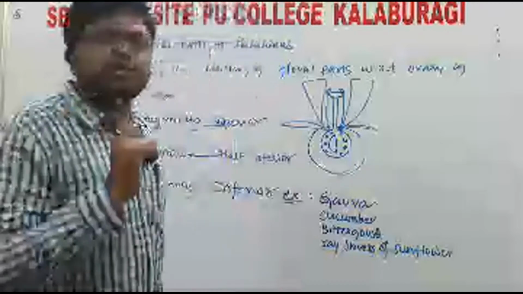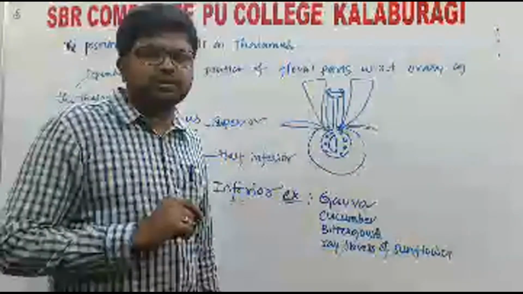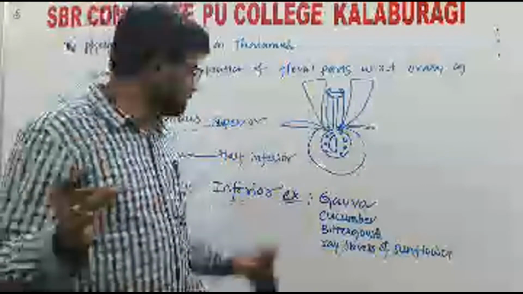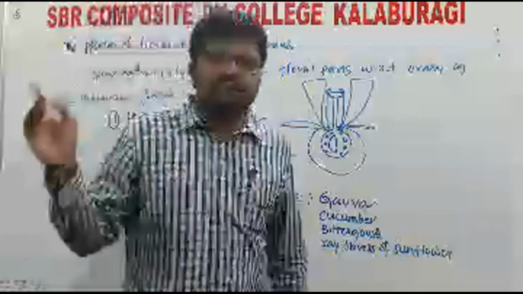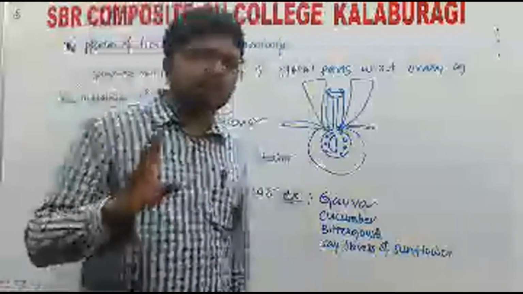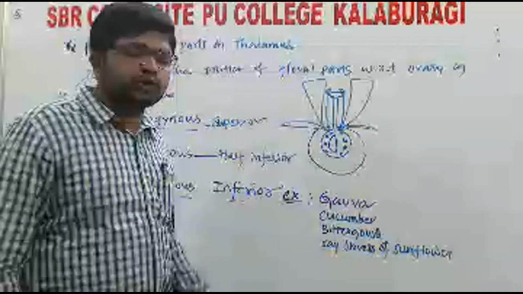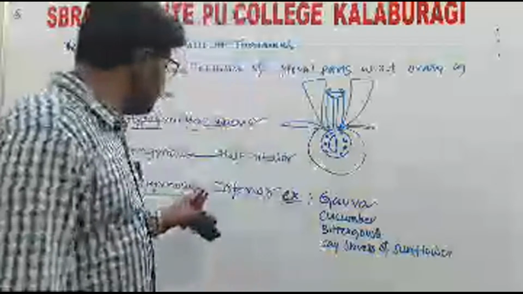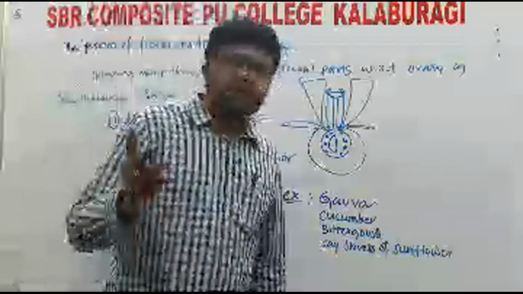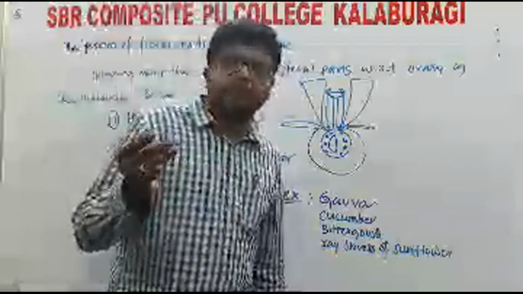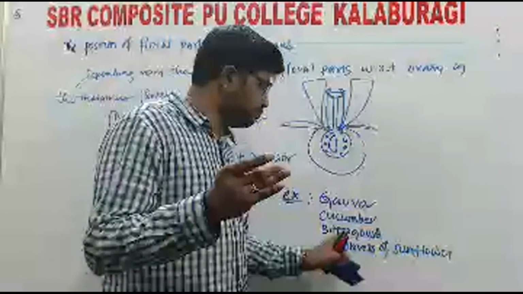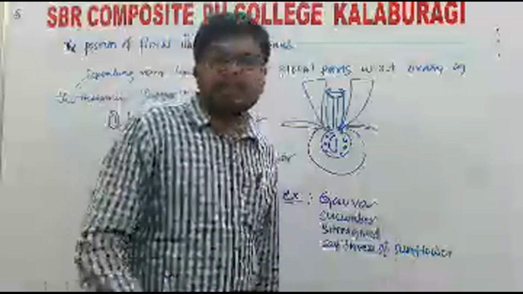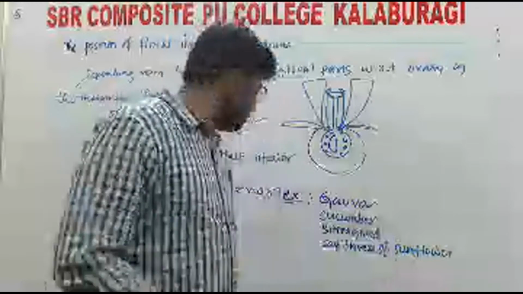And what are the examples for hypogynous? We should remember mustard, brinjal, C for China rose, and petunia. These are the examples we should remember. And for perigynous, we should remember plum, peach, rose. And for epigynous, we should remember guava, cucumber, apple. You can consider. Then the bitter gourd, and then ray florets of sunflower. These are the examples for the epigynous.